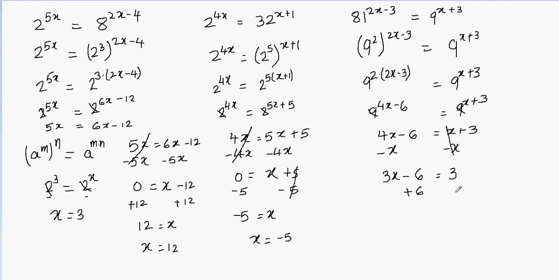Adding 6 on both sides, eliminating negative 6 from the left hand side. Negative 6 and positive 6 cancel out each other. I have 3x on the left hand side. On the right hand side, I have 3 plus 6, which makes 9. And how do I get x by itself? I can divide both sides by 3. So 3 and 3 cancel out. I have x is equal to 3. So that's my final answer.